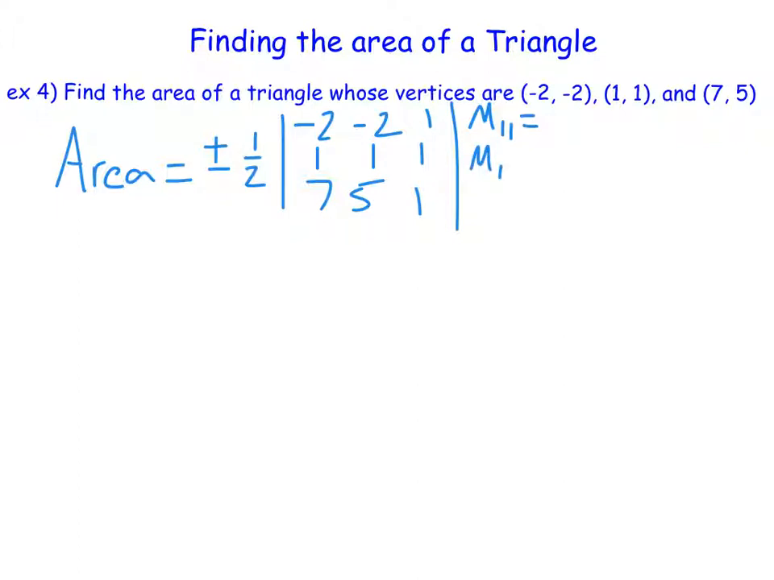This is really where most of the work is: we've got to go find our 3 minors. Again, the only difference here is negative 2, negative 2. I'm just showing you that if that's a point down in quadrant 4, this method still gets the area of that triangle. It doesn't matter if the numbers are negative.